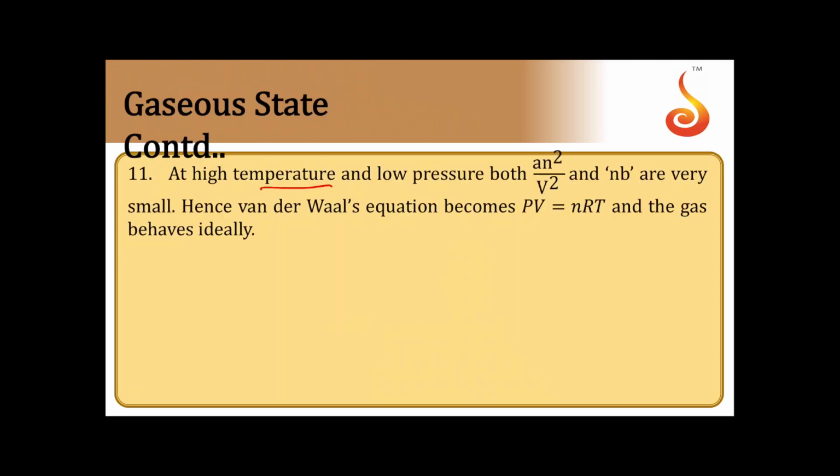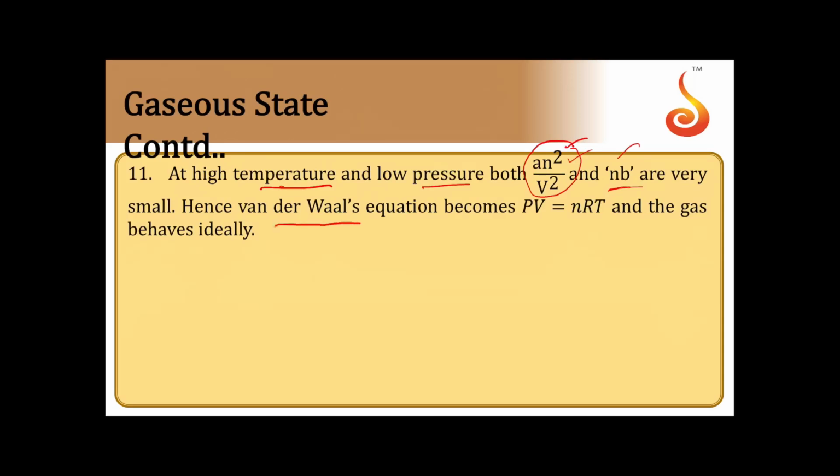Then at very high temperature and low pressure, an²/V² and nb are small. At high temperature, whenever we have larger intermolecular spaces, the attractive forces will be very much less, and an²/V² signifies only force of attractions. When there are very few attractive forces, the gases start behaving ideally. And larger volume means the volume of the molecules is negligible compared to the volume of the gas. So finally, the volume of the molecules is negligible and they don't have force of attractions at high temperature and low pressure. Therefore, the gases behave ideally.